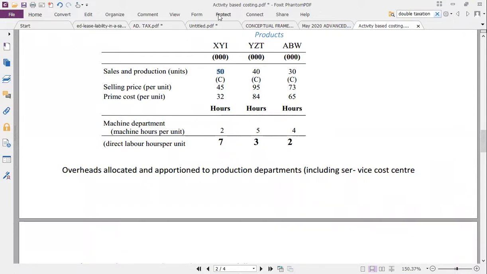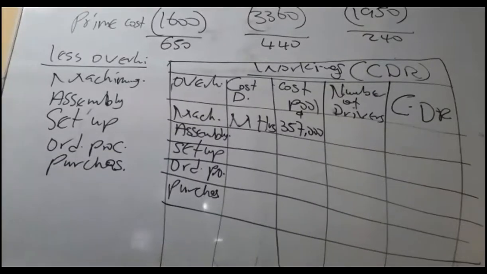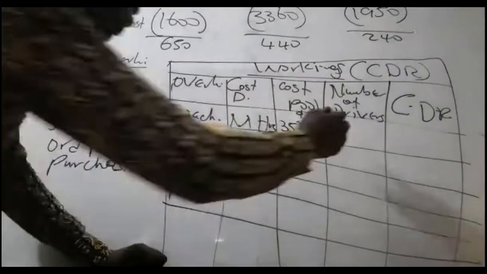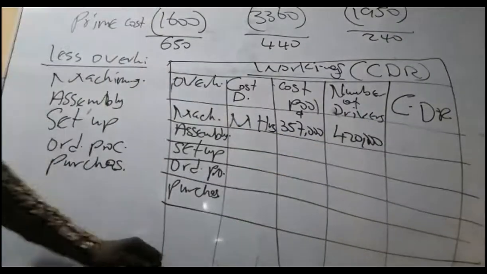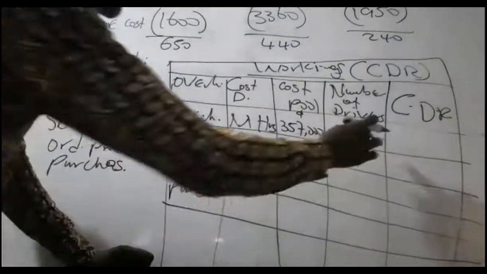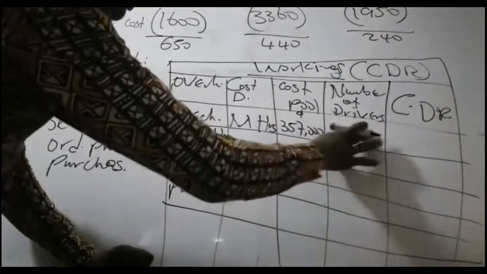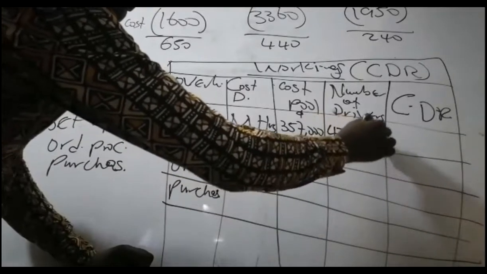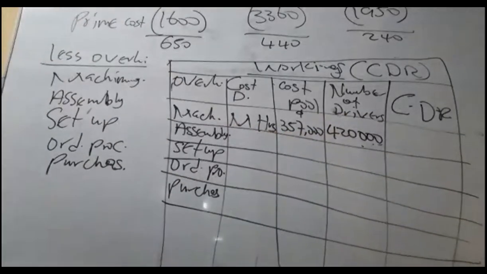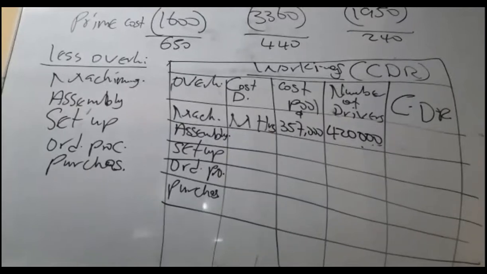Okay, so you get 420. Make sure that you get the same answer, the working, the technique, how you had the 420 hours. Then you pause and come back.